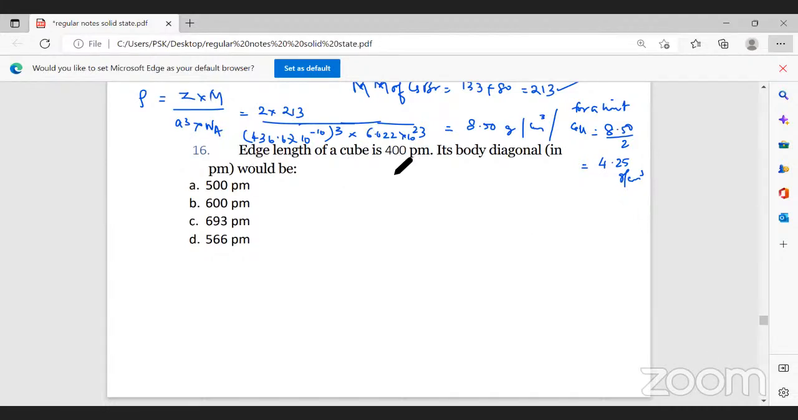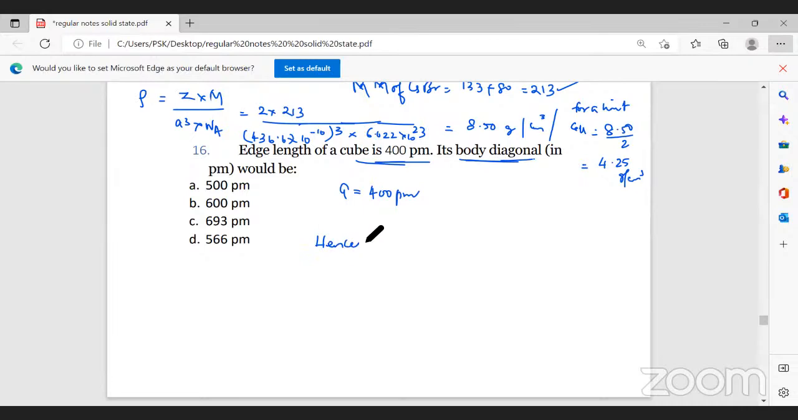Edge length of a cube is 400 picometers. That is, a is 400 picometers. Its body diagonal in picometers would be, they've given the options in picometers. Therefore, there is nothing to change. You can use body diagonal. What will be body diagonal?